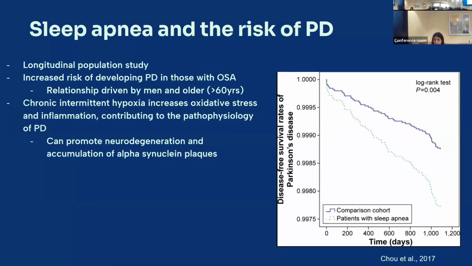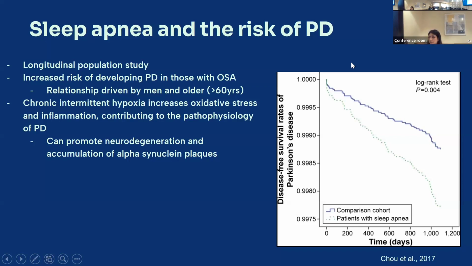So sleep apnea and the risk of Parkinson's disease. This was a longitudinal population study, showed that patients with sleep apnea were at higher longitudinal risk of Parkinson's. Age and male sex are independently associated with the risk as well. So increased risk of developing Parkinson's in those with OSA, the relationship is driven by men in age of more than 60.